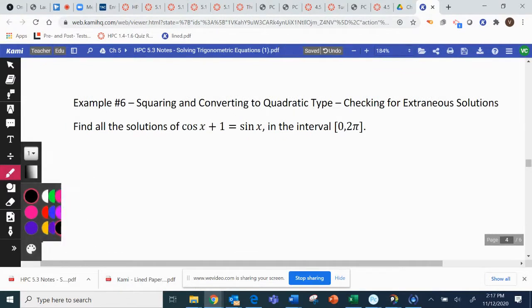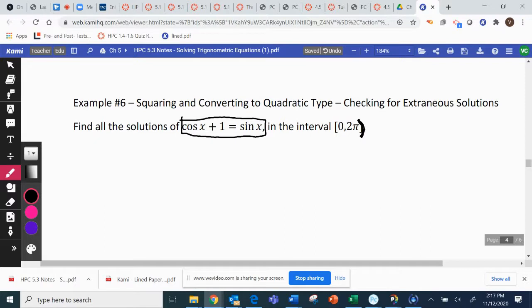We're going to find all the solutions for cosine x plus 1 equals sine x on the interval from 0 to 2 pi, not including 2 pi. Can I change cosine plus 1 into sine x? Can I change sine x into cosine x? No, because it's not squared. The only way to change sine or cosine into each other is if they're squared.